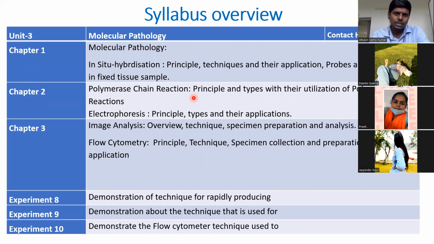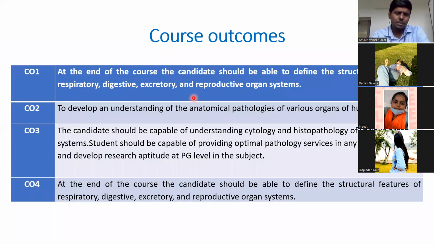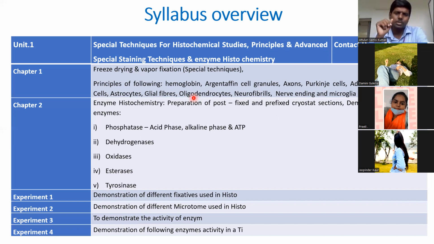Any more doubts, students? Did you understand what enzyme histochemistry is? I hope you got some idea, right? In enzyme histochemistry, we are going to detect the functional status of enzymes. Any doubts or confusions in immunohistochemistry? No, right? We can proceed with the next unit now, which is enzyme histochemistry. So from tomorrow onwards, we can start enzyme histochemistry.